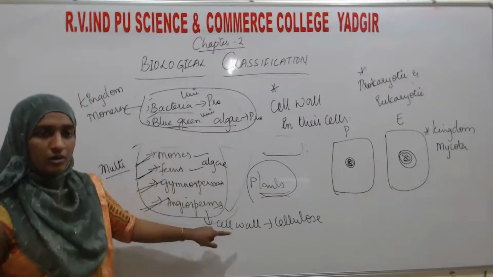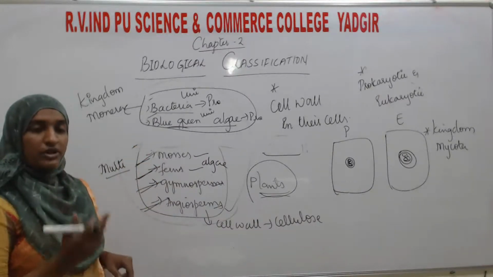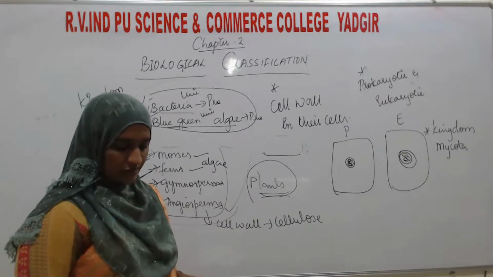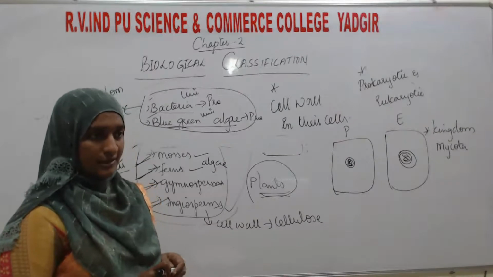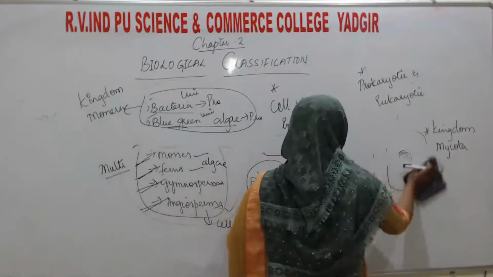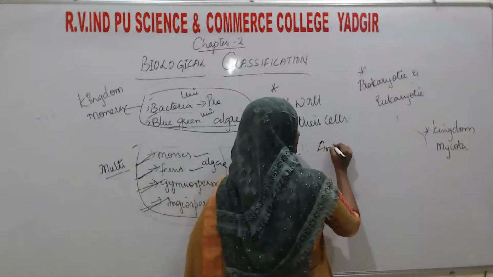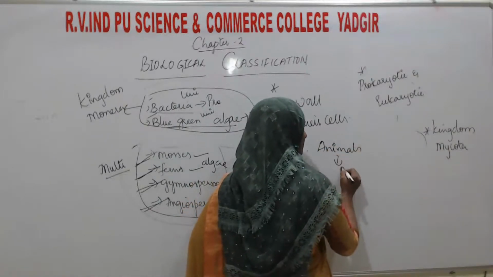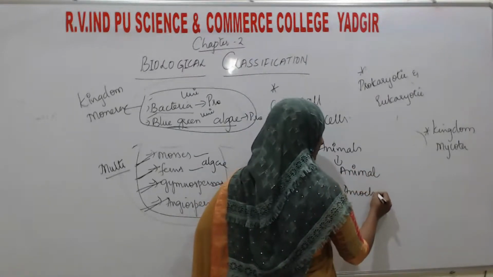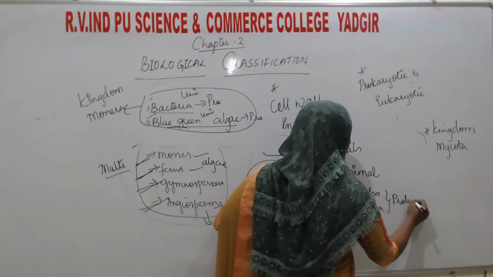Fungi on the basis of cell wall composition, Monera on the basis of cell type, prokaryotic or eukaryotic. The next is the unicellular eukaryotic organism. One more is there. Among animals, I had told you, under the animals, what are the organisms they have placed? Animals and protists, such as amoeba and euglena. These are examples of protists.